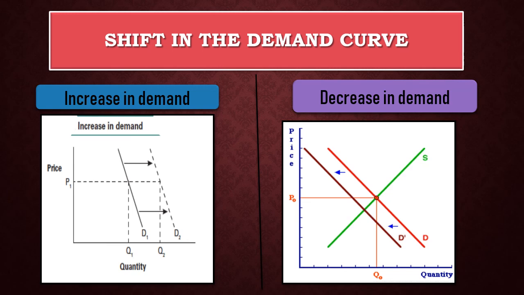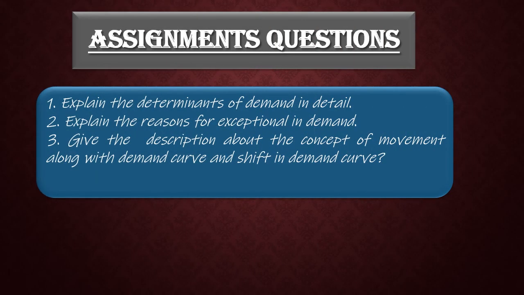Let's have a look at the assignment questions which you have to complete on time. First, explain the determinants of demand in detail. The next question is, explain the reasons for exceptions in the law of demand. The third question is, give a description of the concept of movement along the demand curve and shift in demand curve. You have to explain in detail, with the diagram also.